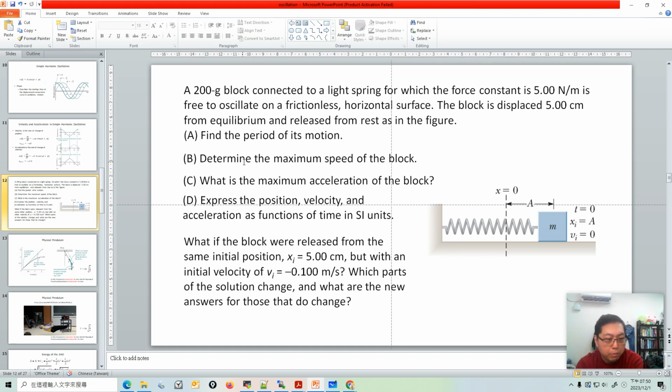The second problem has the same setup and the same initial position, but we change the initial velocity. In the first problem, the initial velocity is 0, but in the second problem the initial velocity is minus 0.1 meter per second. Will the solution change? Let's do this example. Let me just start.